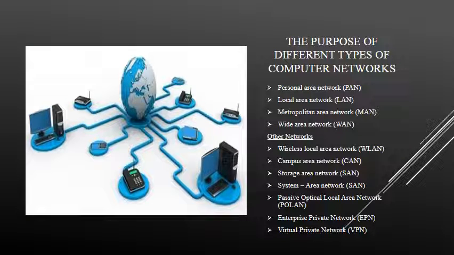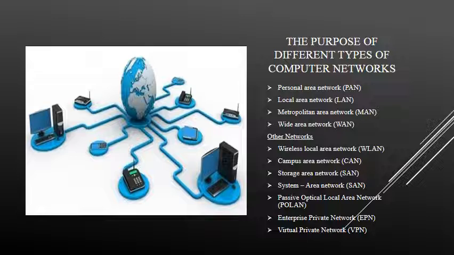The purpose of different types of computer networks. PAN, a personal area network, is a computer network for interconnecting electronic devices within an individual person's workspace. LAN, a local area network, is a computer network that interconnects computers within a limited area, such as a residence, school, laboratory, university campus, or office building.